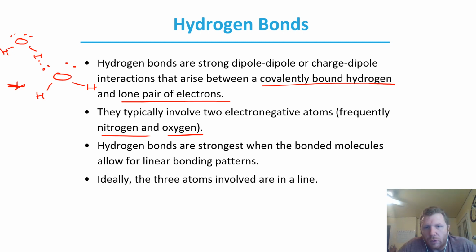Hydrogen bonds are the strongest when the bonded molecules allow for linear bonding patterns. Ideally, the three atoms involved are in a line. And lo and behold, if you have enough water molecules, they are able to position themselves and scaffold themselves so that you can have those linear points between our individual water molecules.